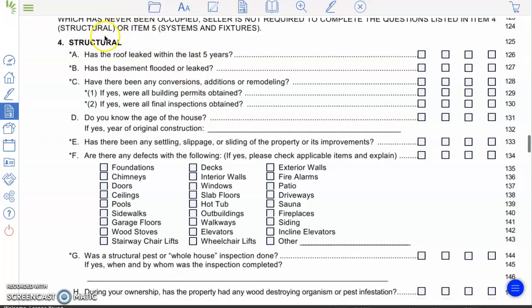This next section has to do with structural. So anything structural you're going to want to disclose here, and anything that you answer yes to, there will be an opportunity at the end to kind of give a little brief description and kind of where you're at with things. So has the roof leaked in the last 5 years?